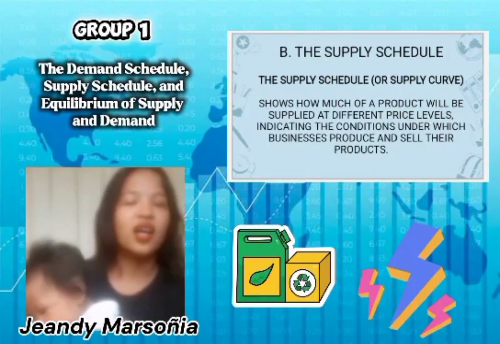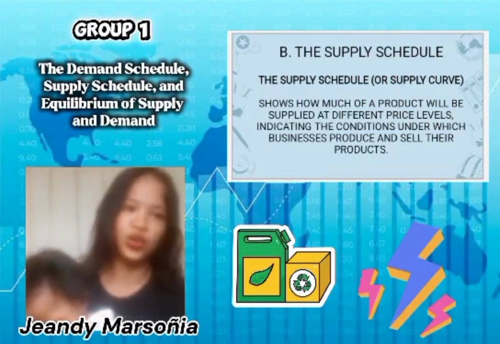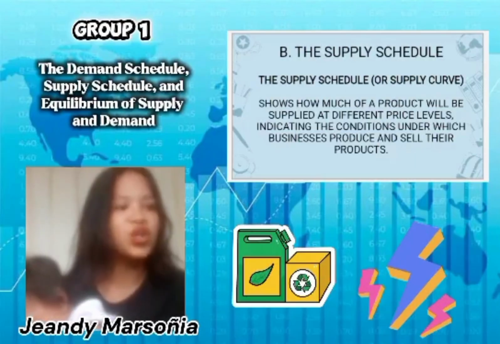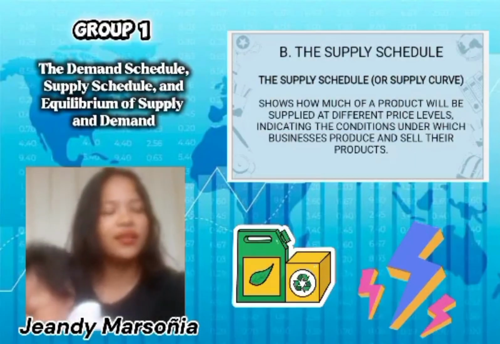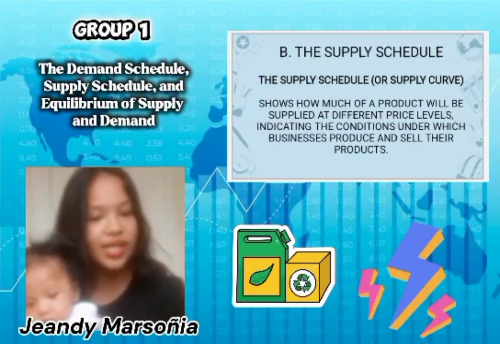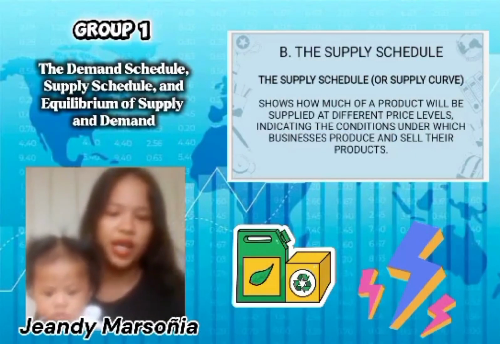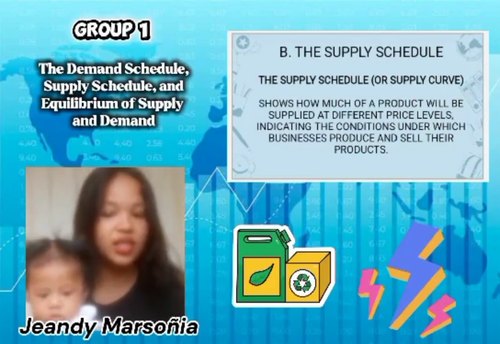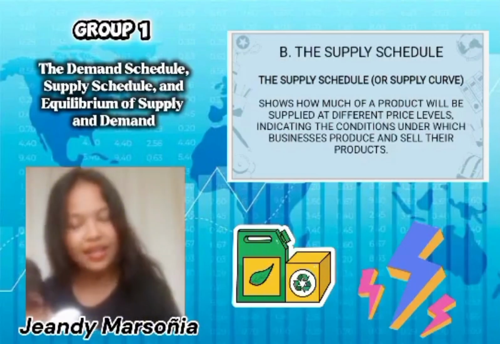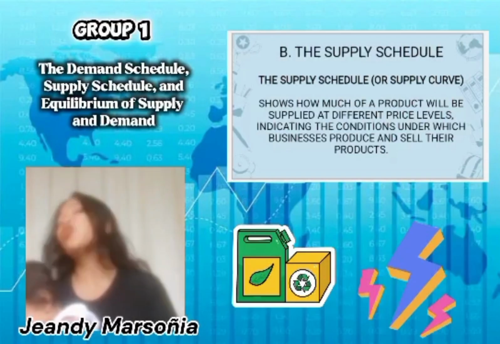So, my topic is all about the supply curve or the supply schedule. The supply schedule shows how much of a product will be supplied at different price levels, indicating the conditions under which businesses produce and sell their products. So, the supply curve or the supply schedule basically shows how much of a product producers are willing to produce at different prices. It helps explain how businesses decide what and how much to produce.